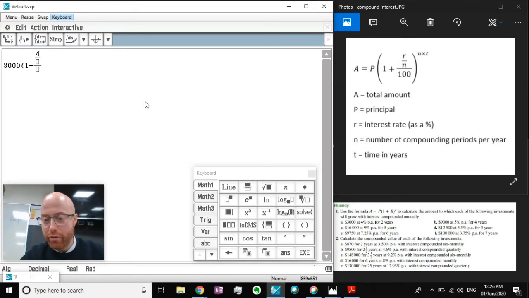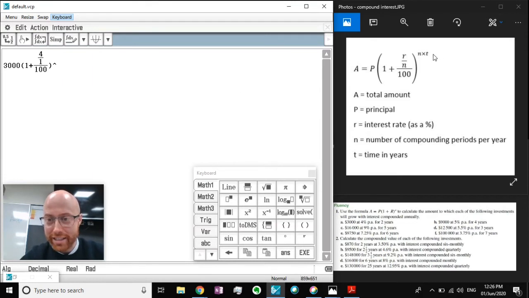Now, N, our number of compounding periods per year. This is the number of times that the interest is added on per year. And it's going to be different in different questions. Here, it's compounded annually. Annually means once a year. So we just put a 1 here. 100 is 100. Close the bracket. Now, to the power of is this button. It's a caret thing. You've got it on your calculators, and that shouldn't be a problem.